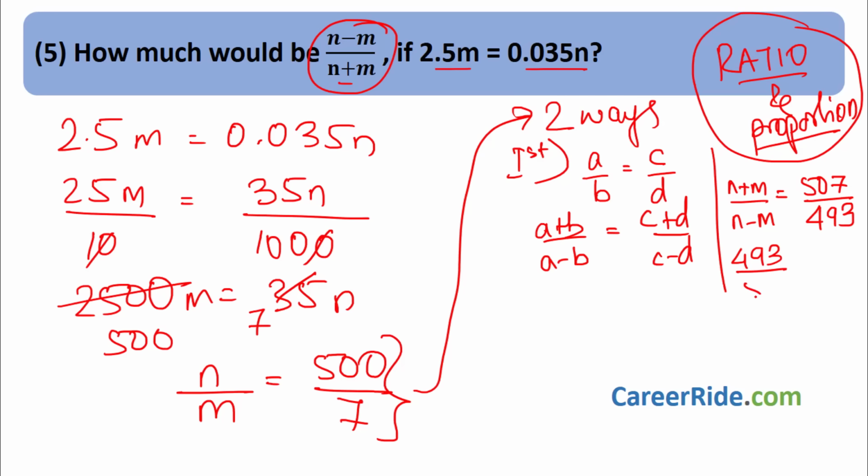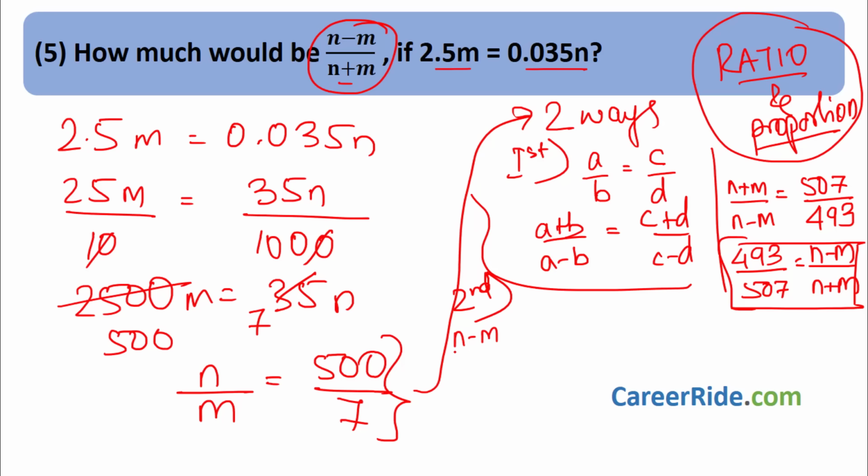Now let us see what the second method is. Second method is also easy, but it is little bit lengthy and you might make mistakes in calculation. Okay. Now I have n by m is equal to 500 upon 7. What I want to find? I want to find n minus m upon n plus m. Okay. If I take m common, what I'll get? M into n upon m minus 1, m into n upon m plus 1. Okay. That would be, this gets cancelled. Then I'll get 500 by 7 minus 1 upon 500 by 7 plus 1. That is nothing but 493 upon 7 divided by 507 upon 7, and I get the same answer as 493 upon 507.